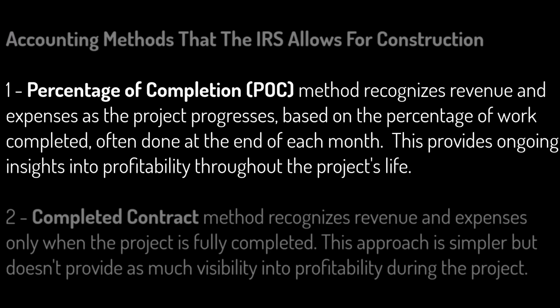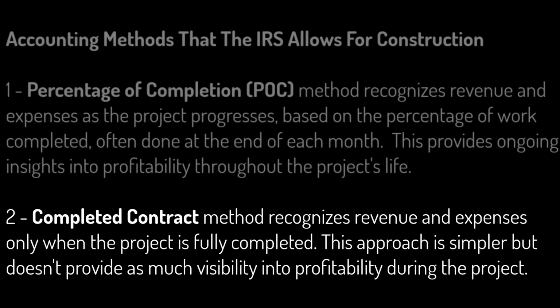Additionally, since the IRS recognizes the POC method as a valid method for construction companies, you can select Other as your method of accounting on your tax return and then simply type in percentage of completion. So let's see how the percentage of completion method can simplify this process and provide a clearer financial picture for you. And after that, we'll take just a quick look at the completed contract method.